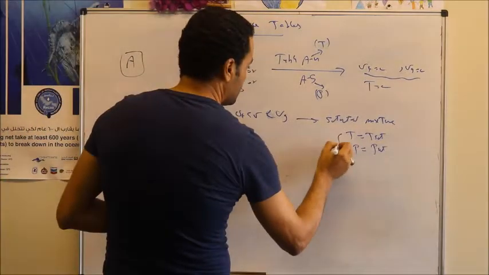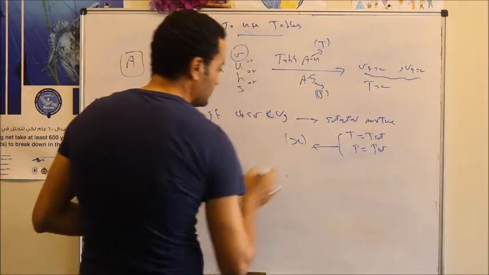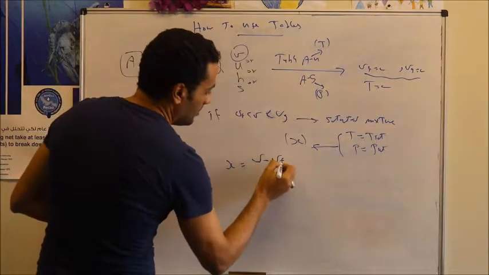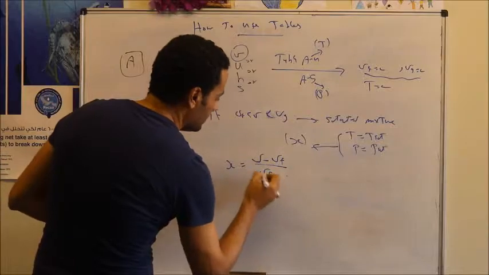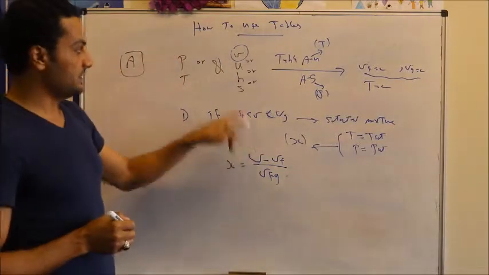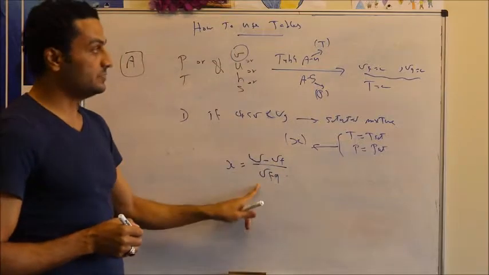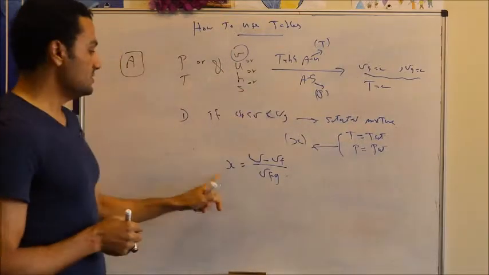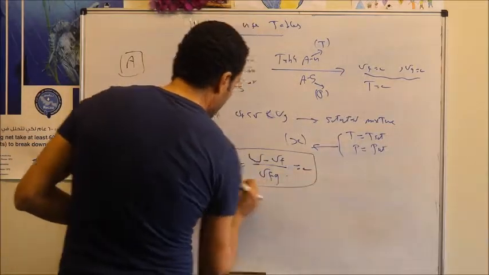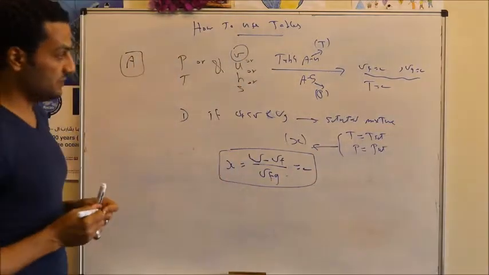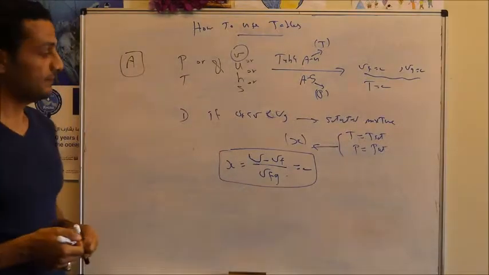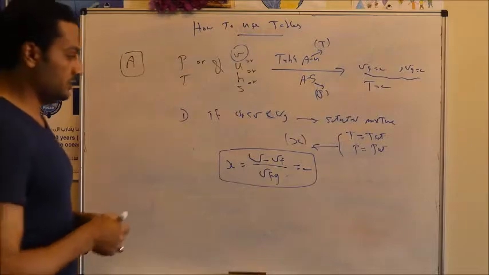The next step is to calculate X. X equals V minus V fluid divided by V fg, which is V gas minus V fluid. The total volume V is given, and V fluid and V gas come from the table. Then we can calculate the quality of the mixture X. Usually, when you apply the first law of thermodynamics, you will need to calculate either the enthalpy or internal energy, or you may also need to calculate the entropy.